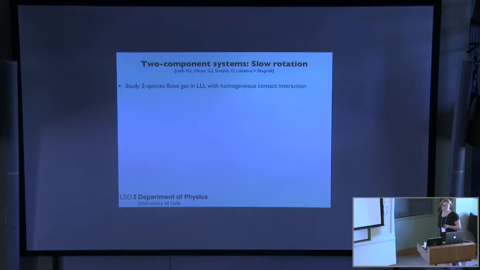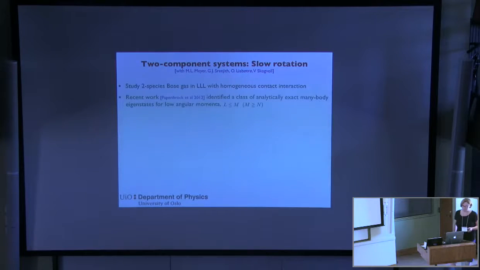So we look at two-species Bose gases in the lowest Landau level. We assume homogeneous contact interaction. And one motivation for getting back to this after some years was a paper by Thomas Papenbrock, George Kavoulakis, and Steffi Reimann, which identified a number of analytically exact many-body states in the spectrum of these systems at low angular momenta, so up to M, where M is the number of particles in the majority species.